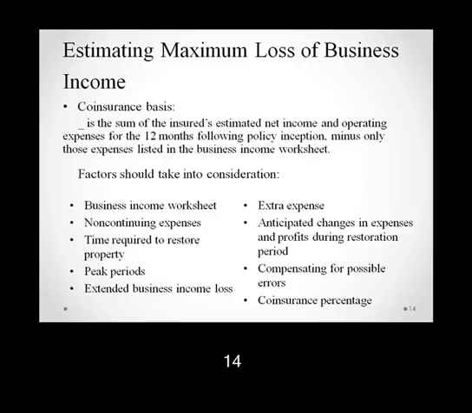Although many operating expenses might be eliminated during a period of business interruption, only those items specifically listed in the worksheet or in optional endorsement are deducted in calculating the co-insurance basis. Therefore, the co-insurance basis times the applicable co-insurance percentage will equal the amount of insurance required to avoid a co-insurance penalty. However, several factors should also be considered with corresponding modifications made to the co-insurance basis.